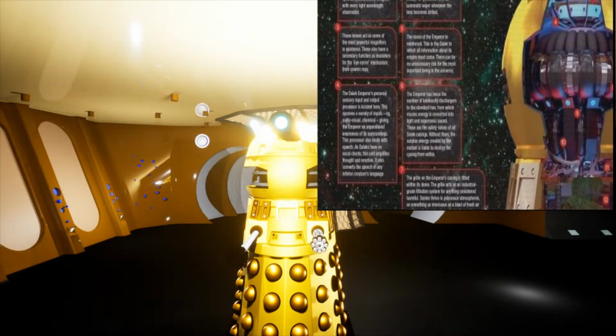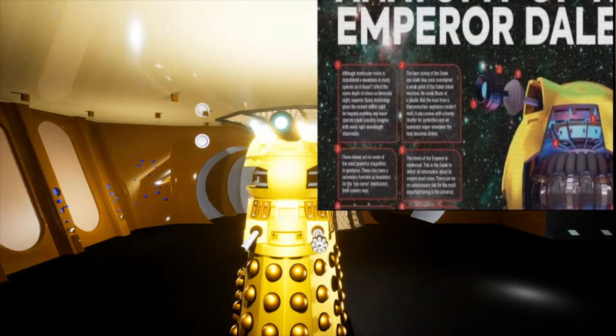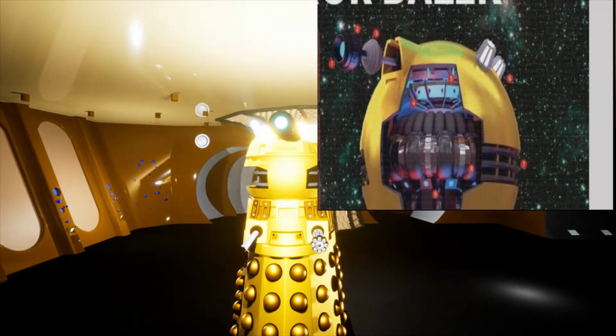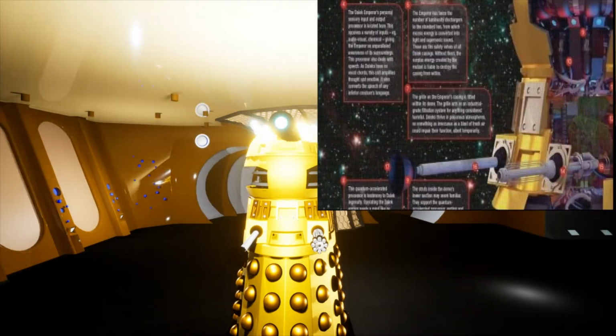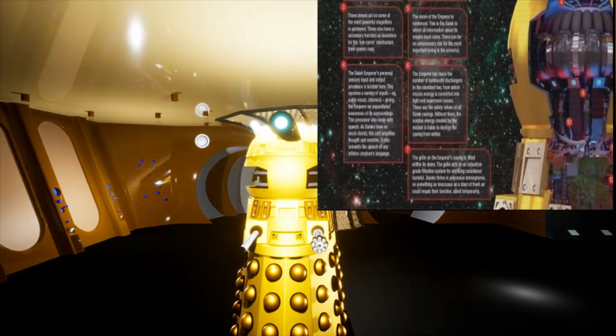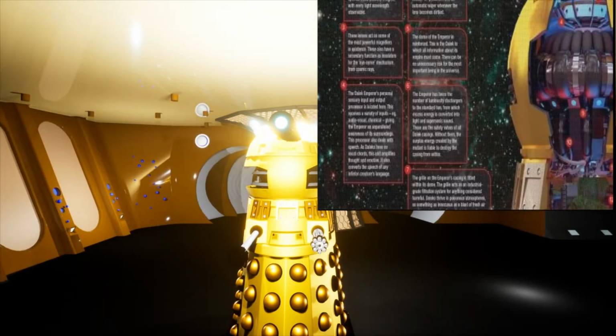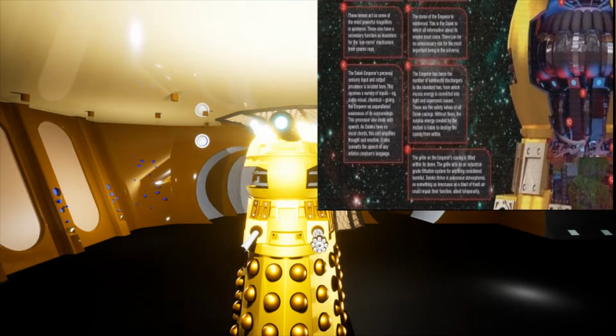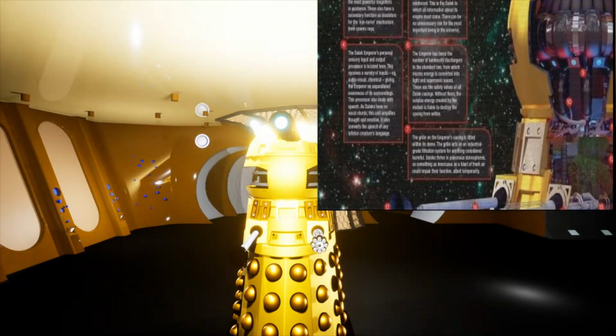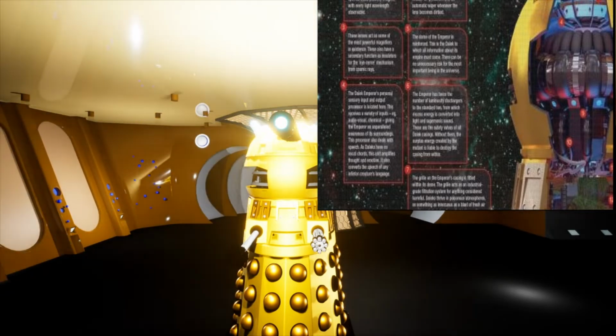I have twice the number of luminosity discharges. The standard for a normal Dalek is 2, the lighty ear things, that's what I mean, from which excessive energy is converted into light and has supersonic sound. That's why the Daleks always sound like this all the time. These are the safety valves of all Dalek casings. Without them, the surplus energy created by the mutant is most likely able to destroy the casing from within, so it's best to use them.